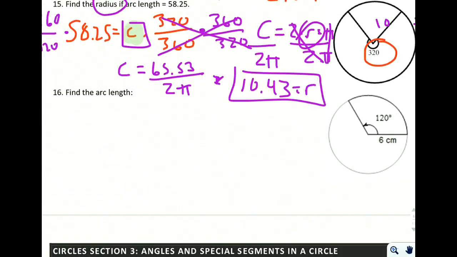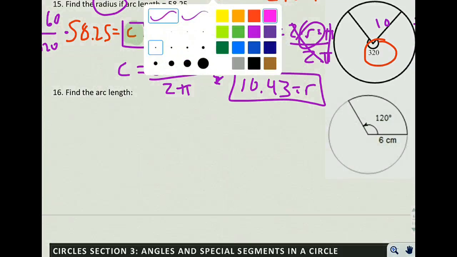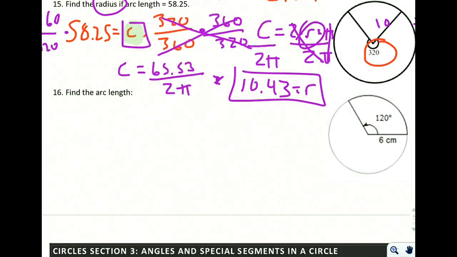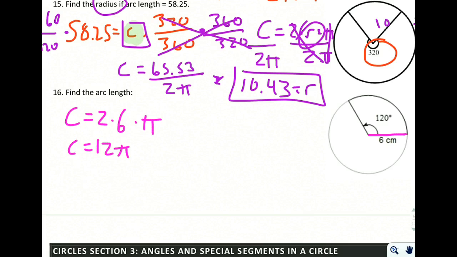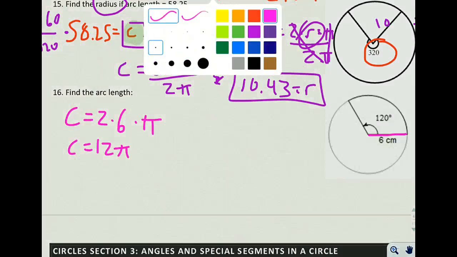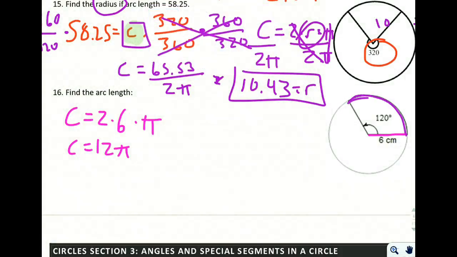Finally, we got one more problem here. We're asked to find the arc length once again. We know our radius, and our radius here is 6, which means our distance around the whole circle is 2 times the radius times pi. And in our case, our radius is 6, so 2 times 6 times pi. Distance around the whole circle is 12 pi. We have only 120 out of 360 degrees. So we only have 120 here of the 360. So we take 120 of the 360 times 12 pi.